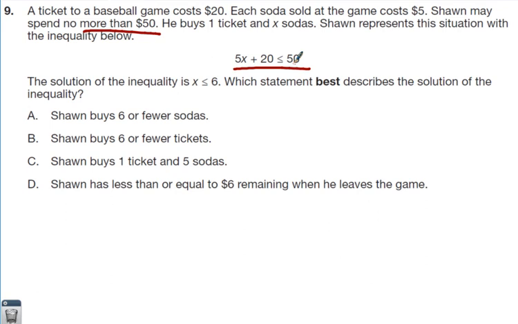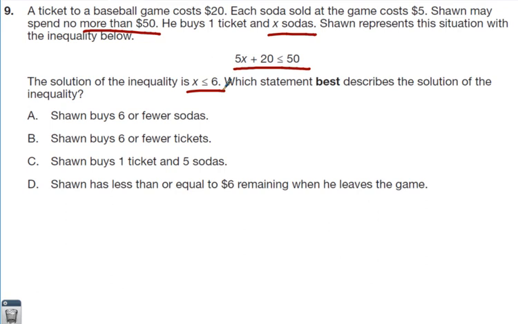He buys 1 ticket and x sodas. So they're literally saying that x is the number of sodas, and we're only buying 1 ticket, so that's why it was plus 20 and not like plus 40 or plus 60 or plus 80. Anyway, oh my gosh, this is so simple, like these concepts behind the questions.